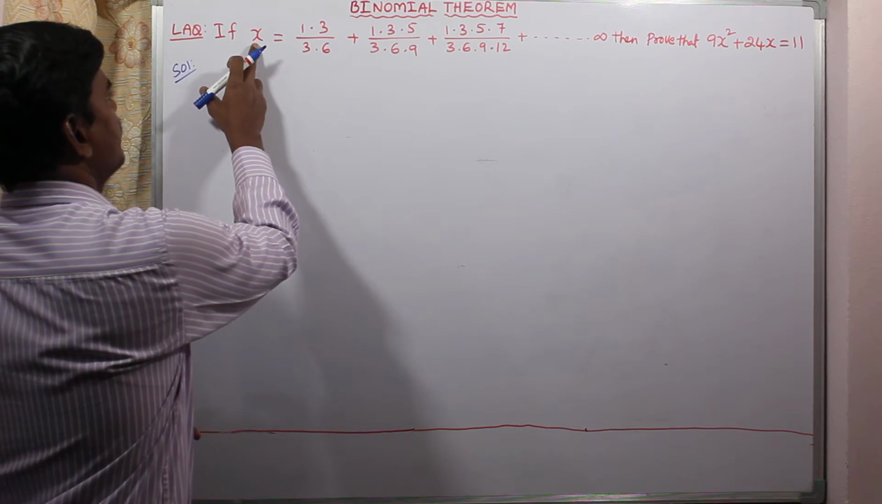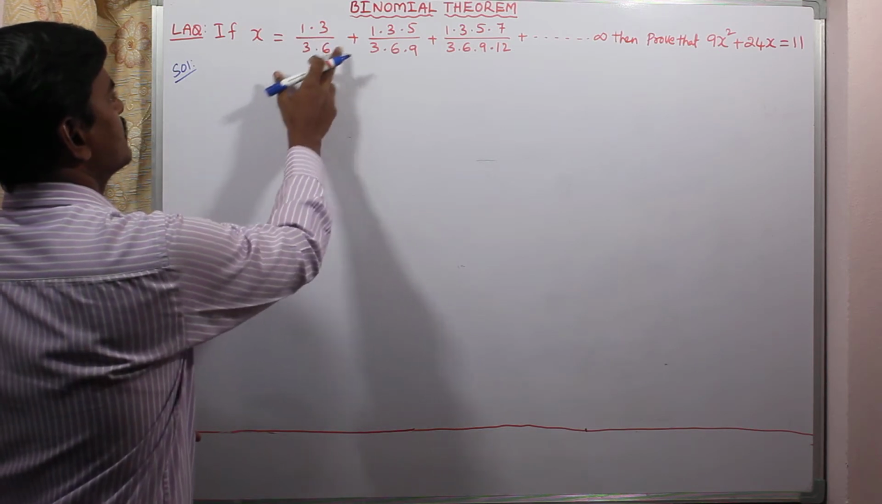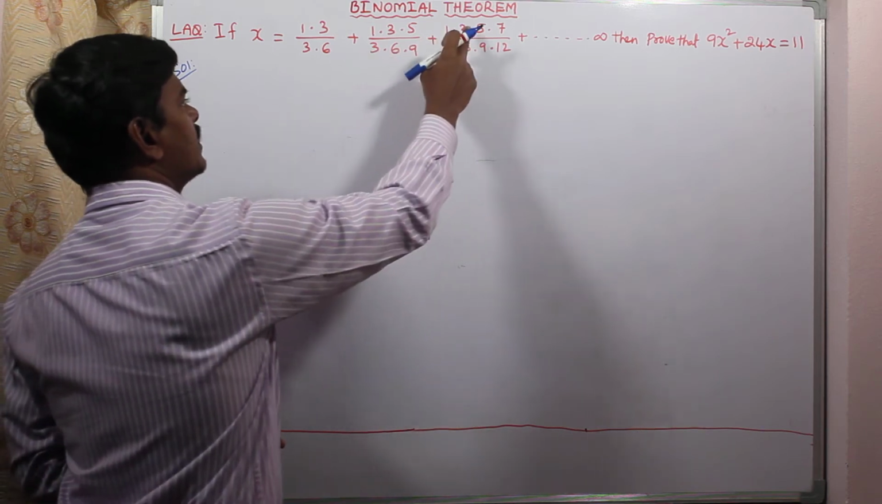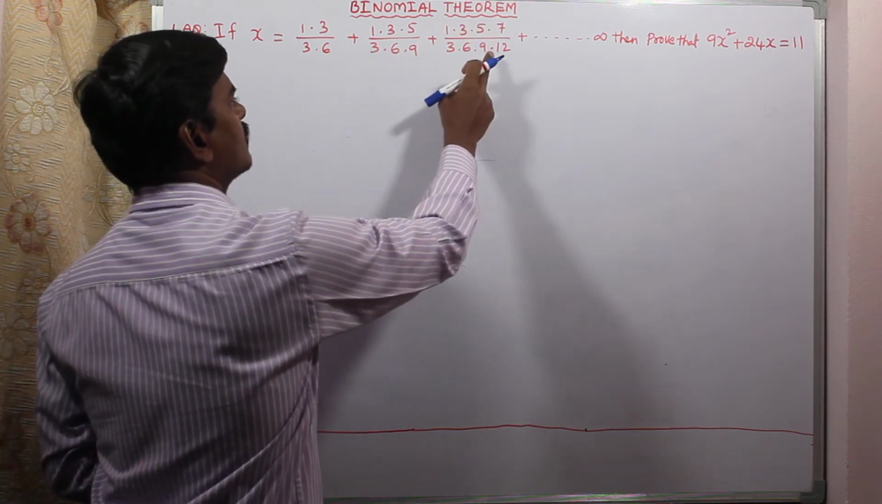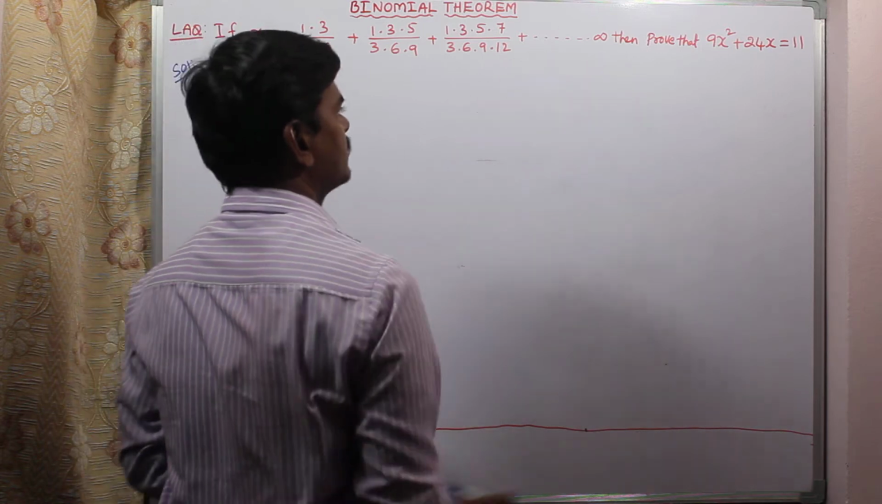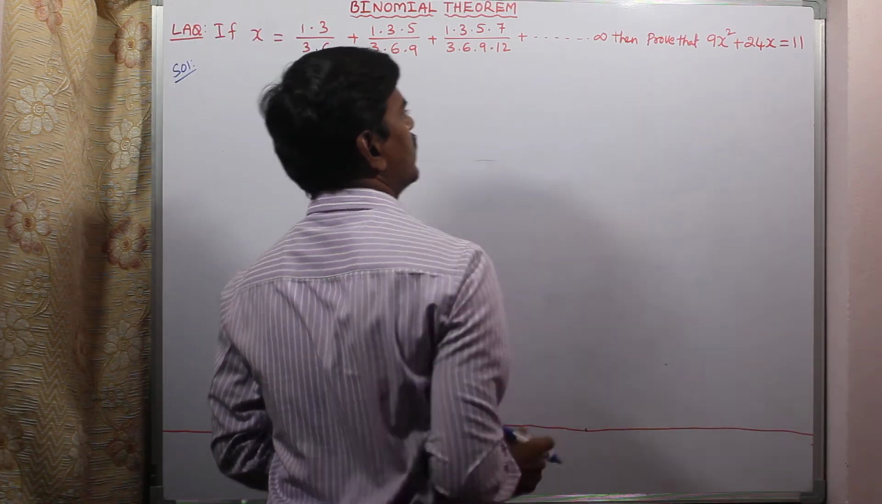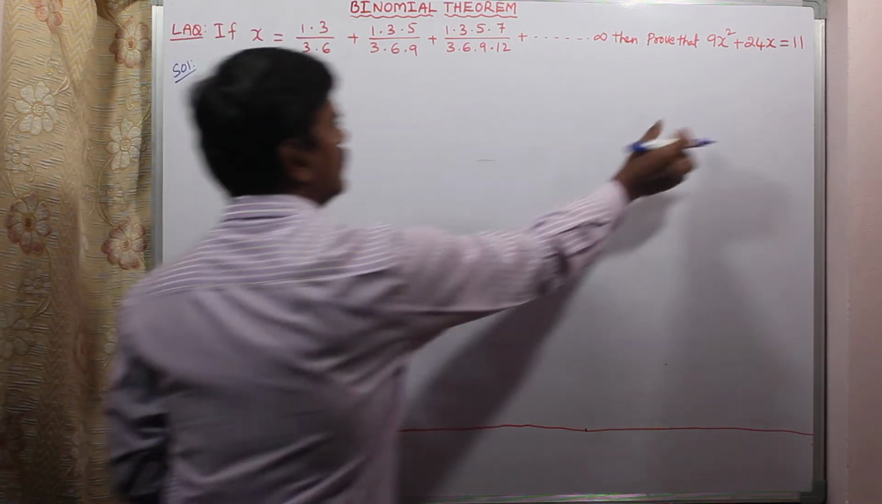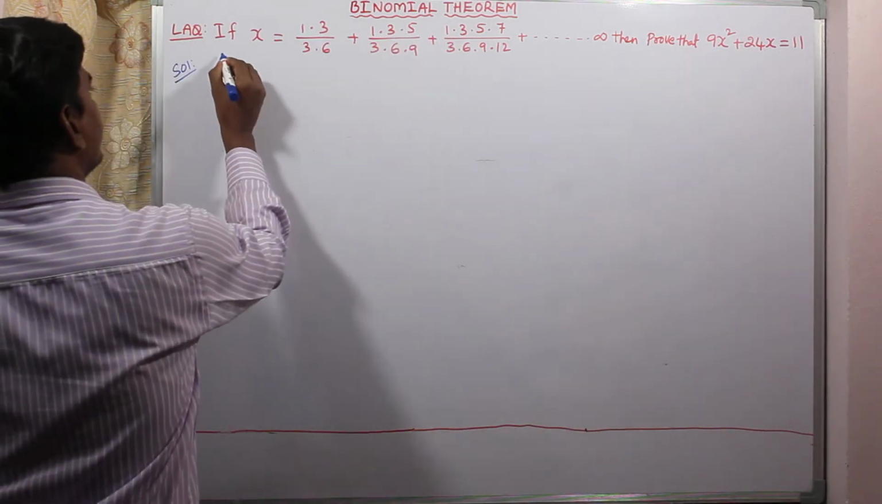So the question is, if x equals 1 into 3 by 3 into 6 plus 1 into 3 into 5 by 3 into 6 into 9 plus 1 into 3 into 5 into 7 by 3 into 6 into 9 into 12 plus so on up to infinite, then prove that 9x square plus 24x equals 11. So by using this equation we have to prove this one. Let's write the given equation first.